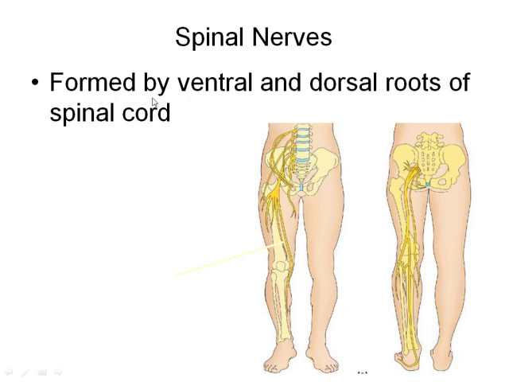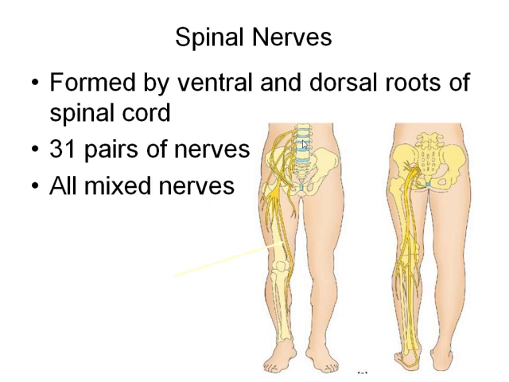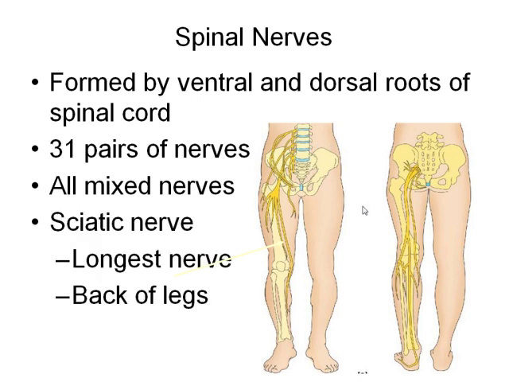The spinal nerves are formed when the ventral and dorsal roots from the spinal cord merge. There are 31 pairs of spinal nerves that come off of the spinal cord. These are all mixed nerves. They have both sensory and motor fibers in them. They have somatic and autonomic fibers in them.